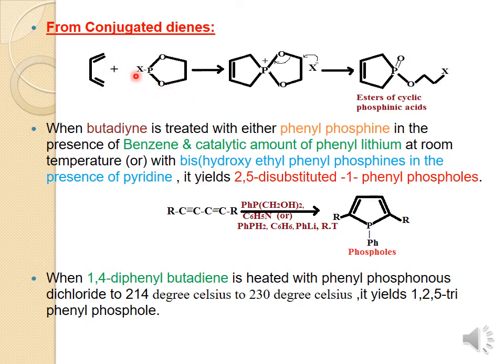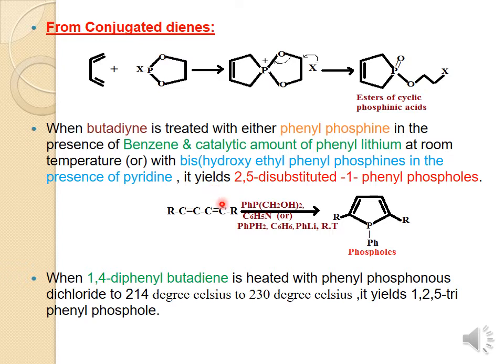Once it undergoes the cycloaddition reaction, the lone pair of electrons attacks over here, this bond shifts, and this bond makes one bond with the phosphorus, and the halide group comes out as X minus. That X minus goes and attacks the carbon atom. Meanwhile, the bond between the oxygen and the carbon, the C-O bond, breaks, and one of the bonds shifts towards this side, resulting in the esters of the cyclic phosphonic acids.